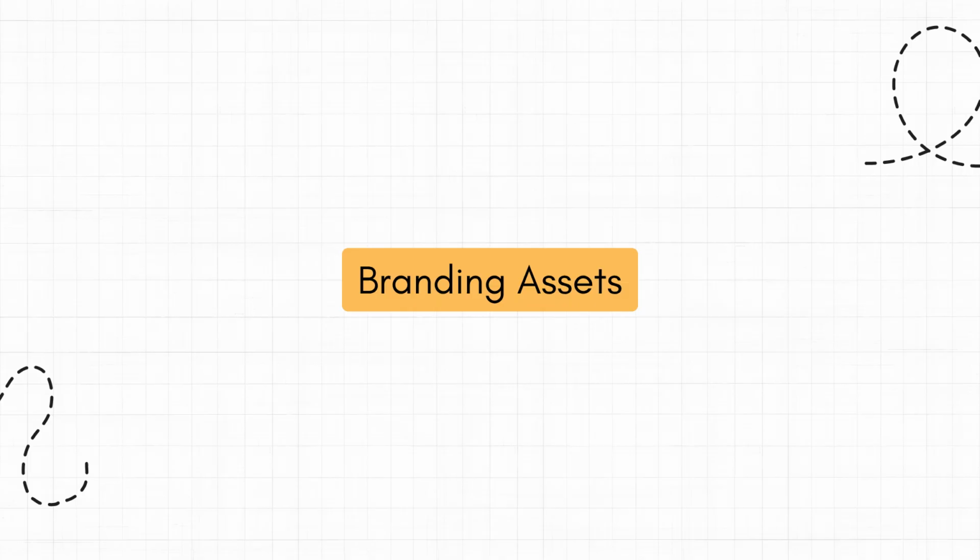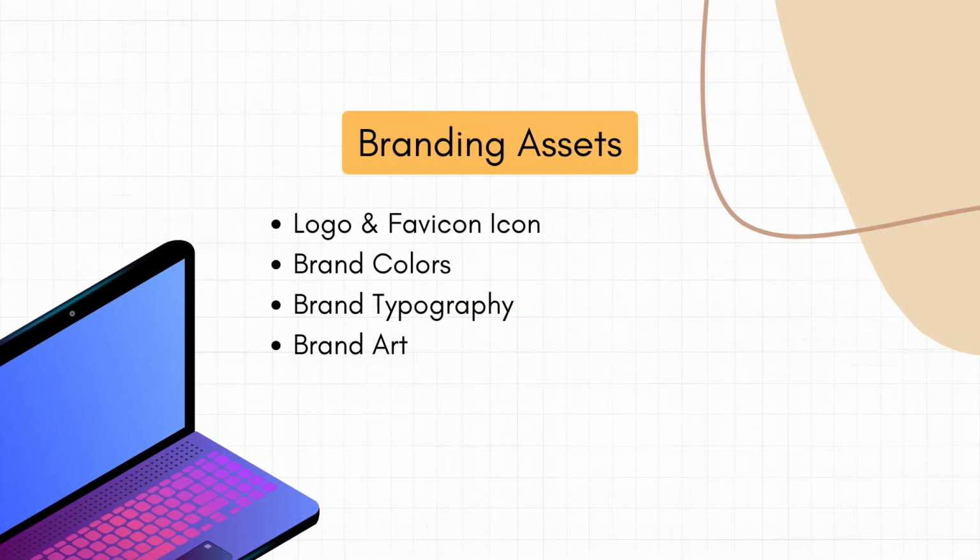Branding assets. Establish your identity through colors, typography, and your very own business logo. For your logo, if you don't have a logo yet, you can actually simply create one for yourself using Canva. It's free. Make sure that you create two variations of your logo, one for a light background and another for a dark background.